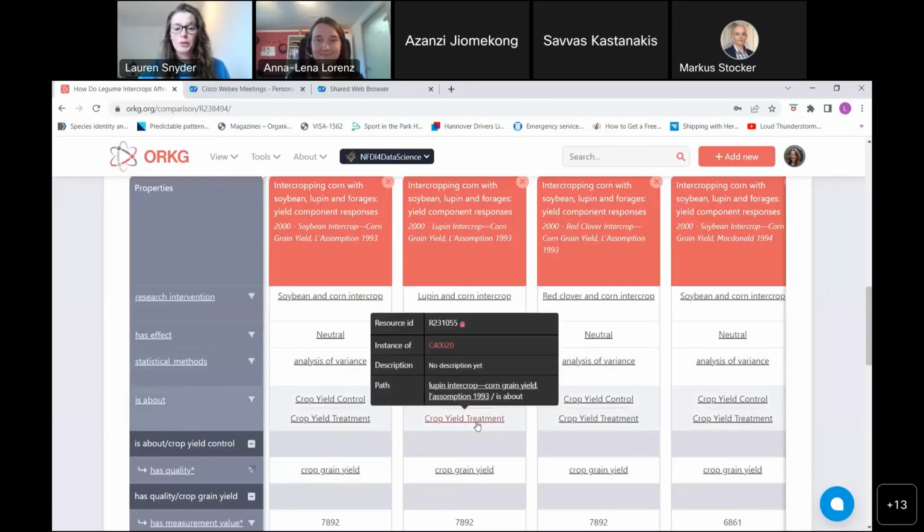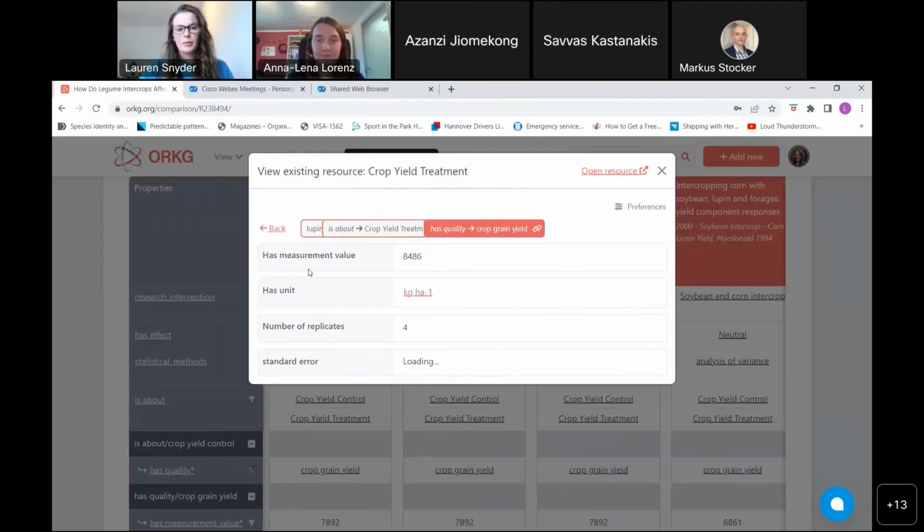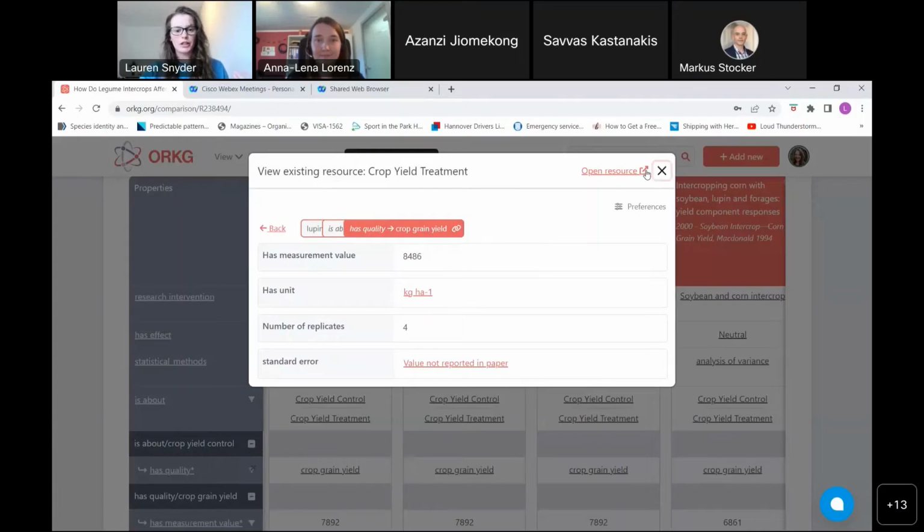And then we could also compare this to the treatment. So again, it has the same quality of crop grain yield, but it has a different numeric value associated with it. And this is what helps to make the data not only human readable, but also machine readable.